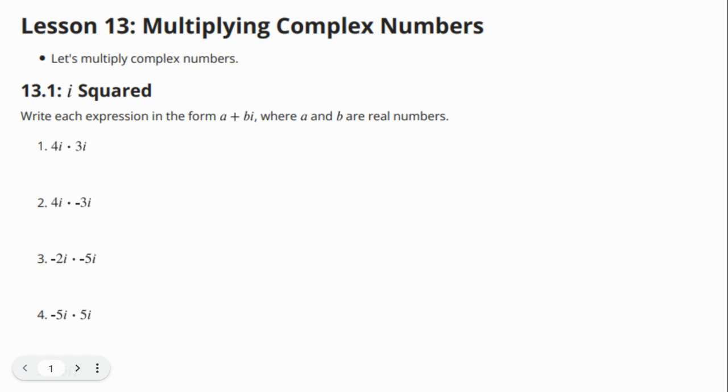In this one, we have 4 times -3, so that's -12. i times i is i squared. So I have -12 times -1, which is +12. When I multiply here, -2 times -5 is 10, i times i squared. So we have 10 times -1, which is -10.